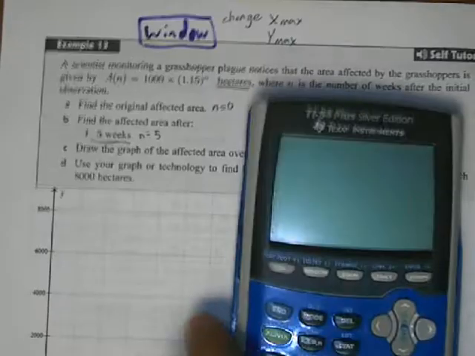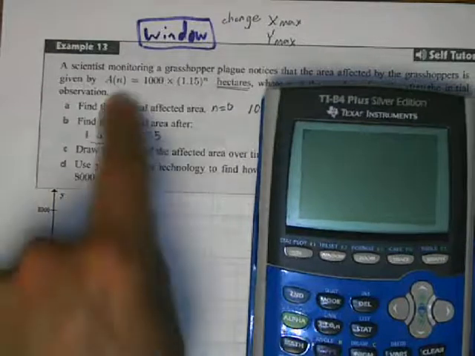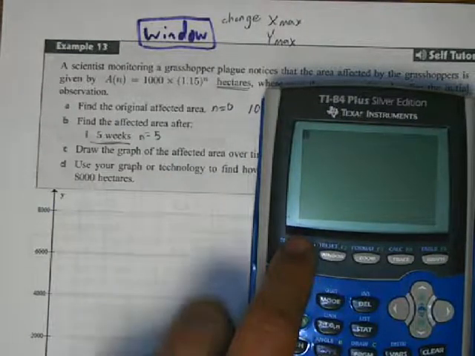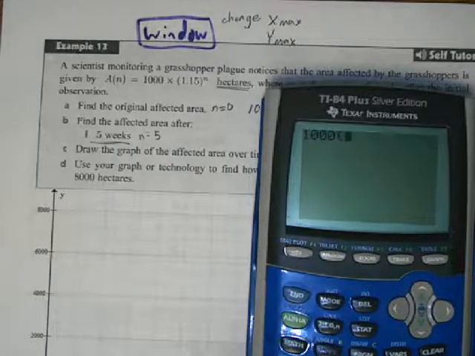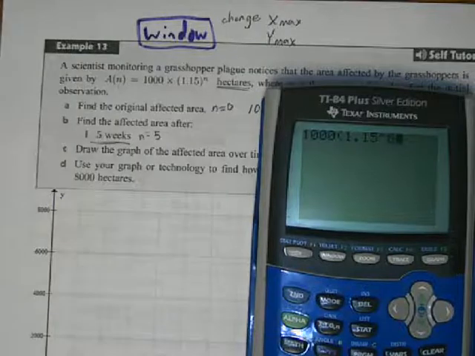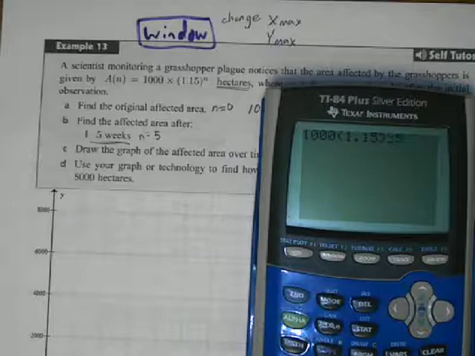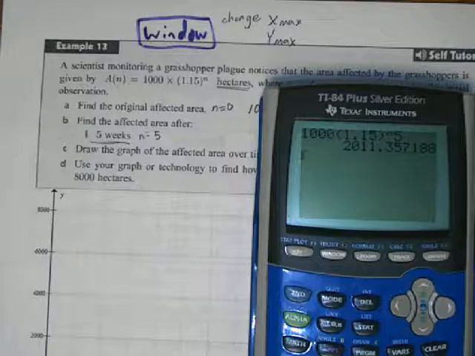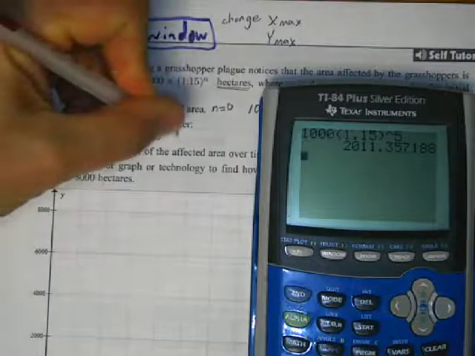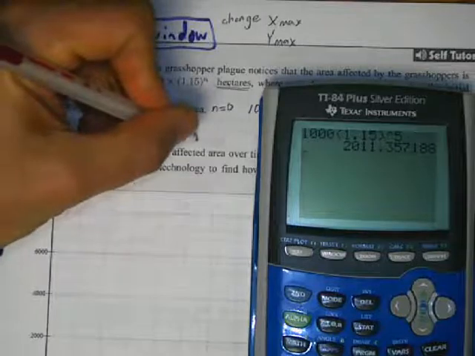So here's my equation. So we type in 1,000 times 1.15 to the power of 5. And we get 2011 hectares.